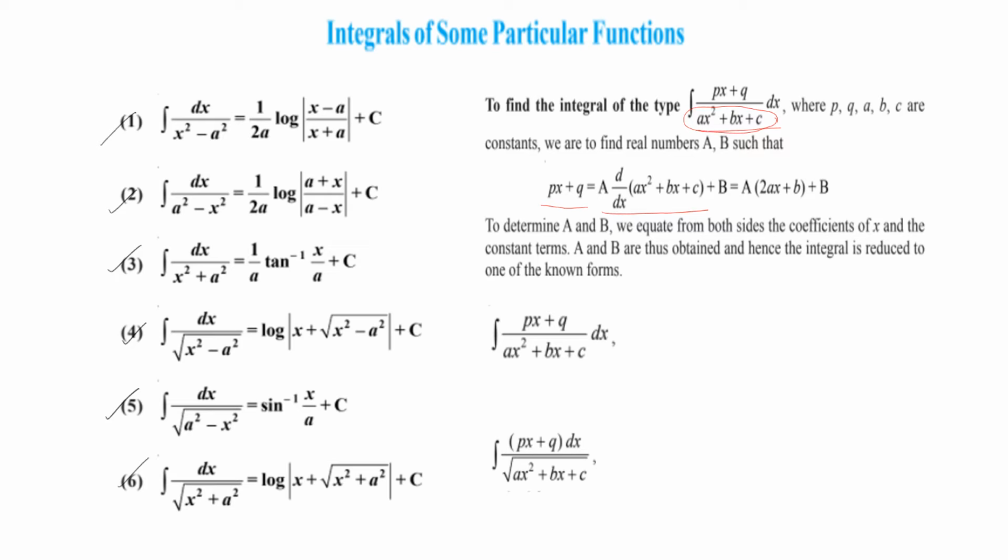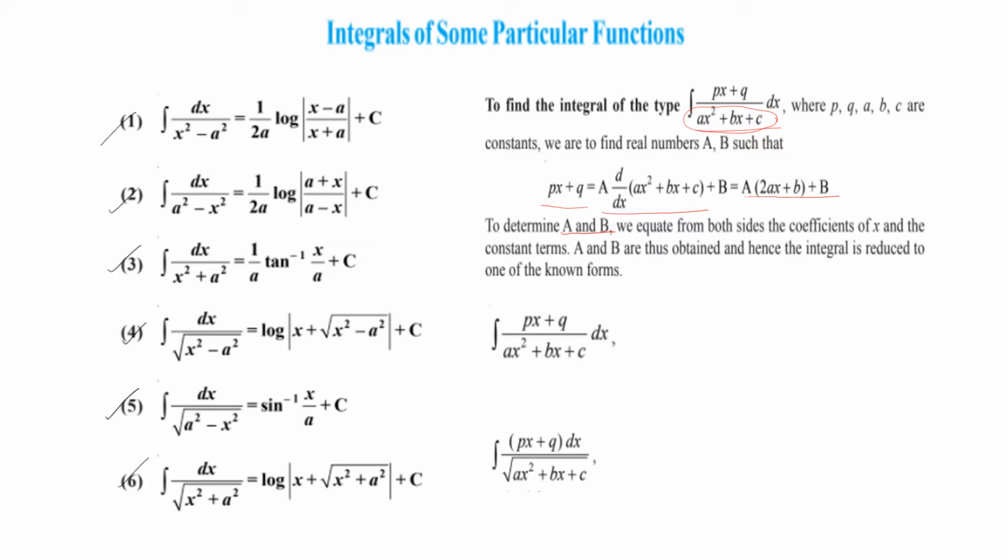Okay, then we need to open it, right? We have to separate the coefficients of x and the constant terms, and then we need to determine the values of A and B, right, by equating the coefficients on both sides, right? And this bifurcation will help me to break this numerator in such a form that I'll get two integrals. Okay, so we equate from both sides the coefficient of x and the constant terms. A and B are thus obtained, and hence the integral is reduced to one of the known forms.